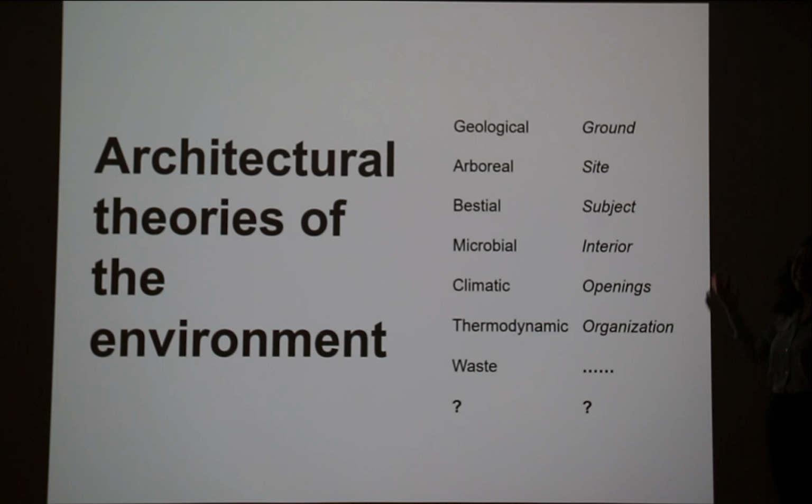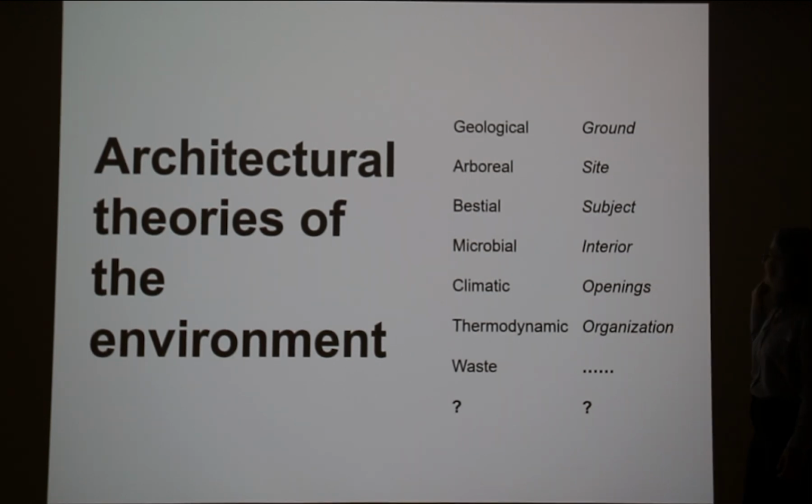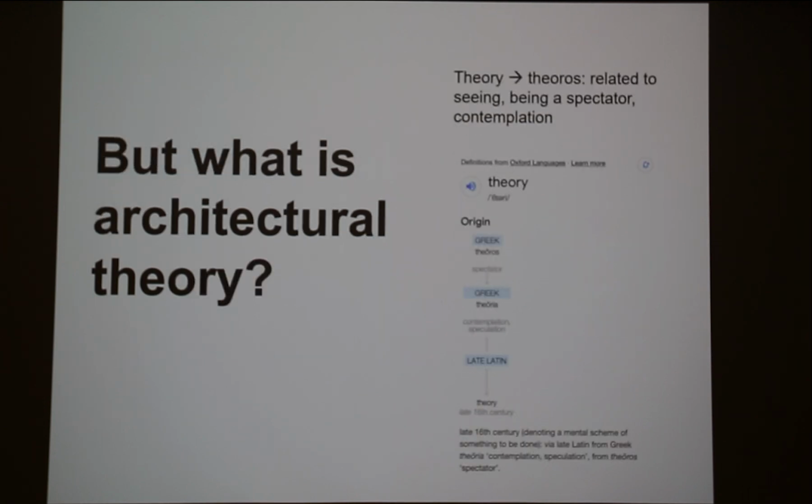So I have all these questions, and I map out how I would do it as well. If I were doing the geological theory of architecture, I would be looking at ground and the history of the ground. Arboreal would be about site, bestial about subject, microbial about interiors, climatic about openings and thresholds, thermodynamic about organization. I don't know what waste would be; I think about it. But the bigger question is, what is architectural theory?